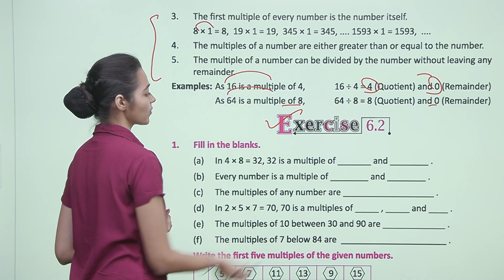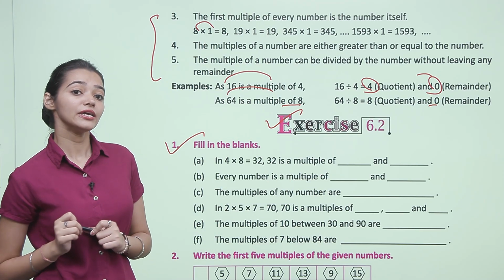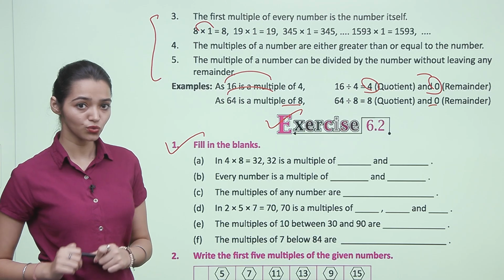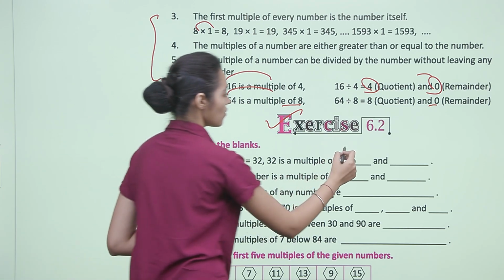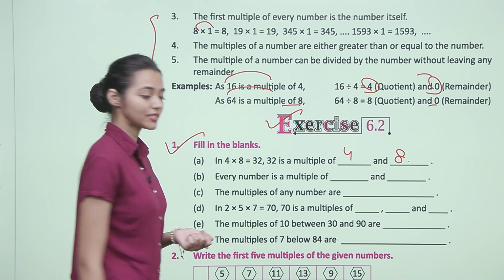Now let's start with exercise 6.2. In the first part we have to fill in the blanks. 4 times 8 is 32. 32 is a multiple of 4 and 8. That's how we can complete the remaining part.